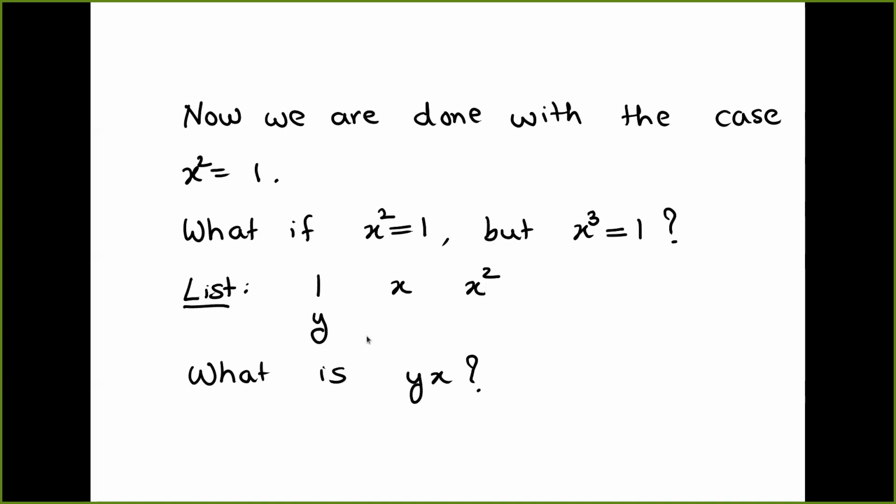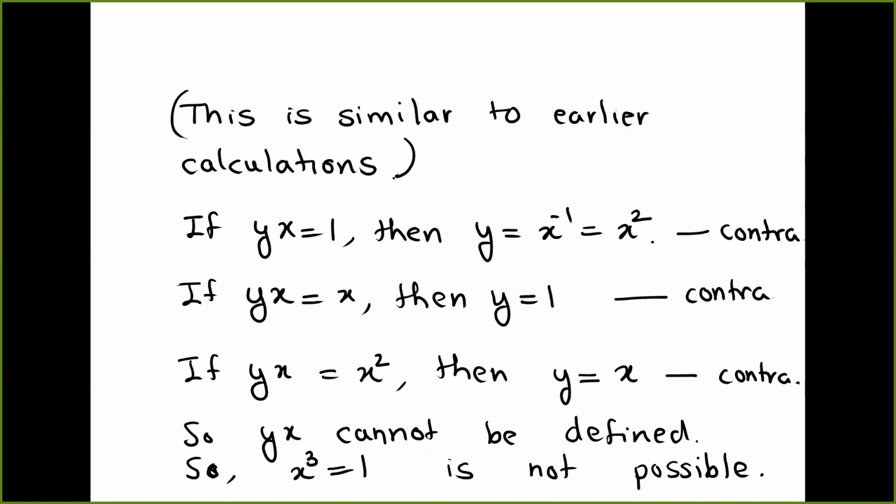Again, I'm trying to write things in a certain pattern. I ask the familiar question, what is y times x? These are all my elements. These are the 4 elements. What is y times x? Again, you run into a problem. You will find that you will not be able to define y times x as any of these 4 elements. If yx is equal to 1, I will run into a problem. I will end up with y equal to x inverse.